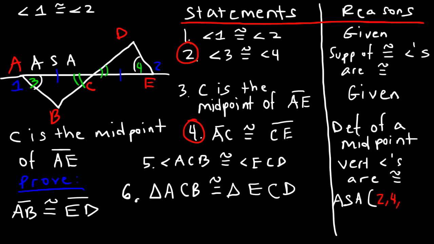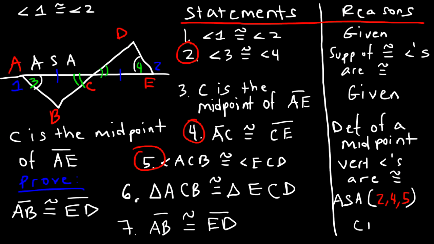And then statement 5, the vertical angles. So it's based on 2, 4, and 5, angle, side, angle. And now finally, we could say that segment AB is congruent to segment ED based on CPCTC.